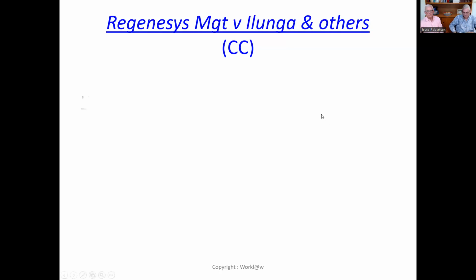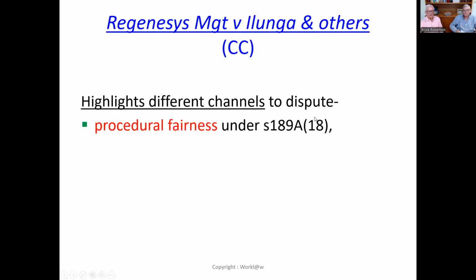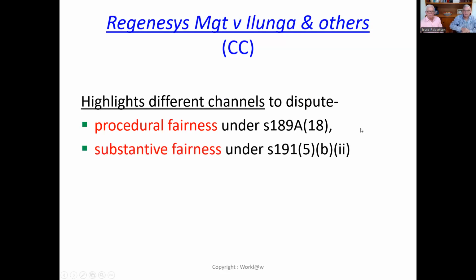Okay. All right. So, but this case did highlight the different channels under 189A, didn't it? Correct. And substantive fairness. So that's, I think, to be aware of. Not just be aware that procedural fairness must be challenged at an earlier stage. The timelines are all spelled out in the Act.